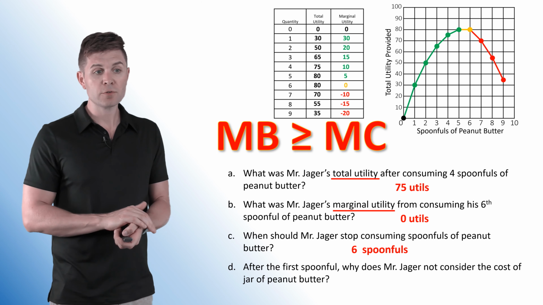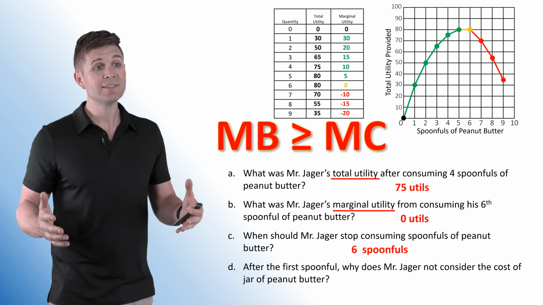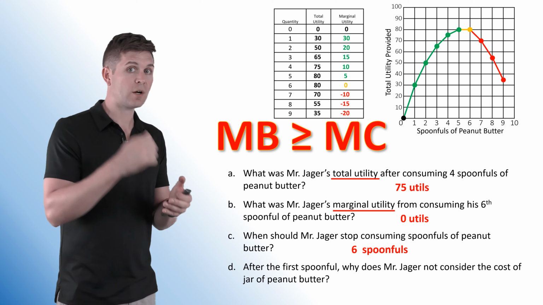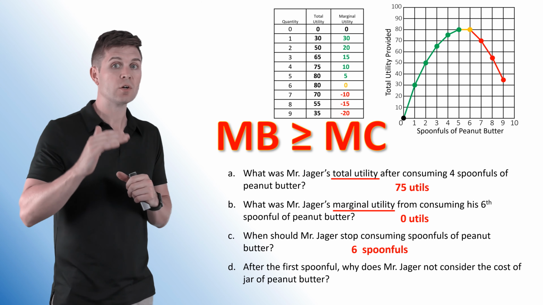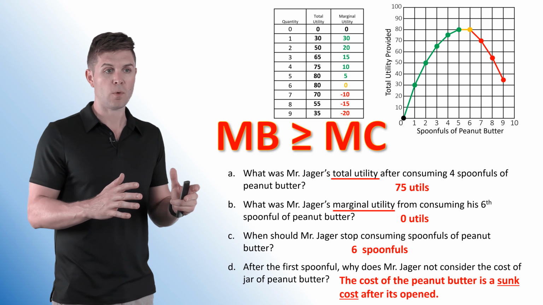D, after the first spoonful, why don't I consider the cost of the jar of peanut butter? In this case, I don't consider the cost because once you've opened that jar of peanut butter, started to eat it, it's considered a sunk cost. There's a lot of situations in life where sunk costs need to be ignored. So the cost of peanut butter is a sunk cost after it's open.